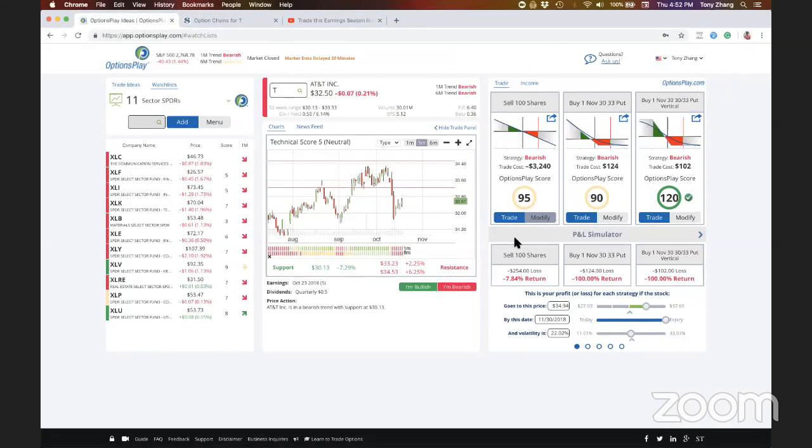So that's just a very quick overview of how you can use our platform to type in a symbol, do some underlying research, click on I'm bullish or I'm bearish, and then use the P&L simulator to compare 3 different strategies and see why many times the debit spread is going to give you that best risk to reward ratio.